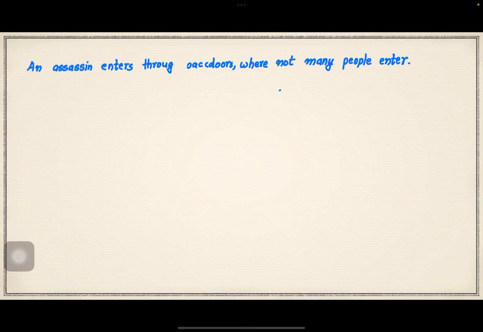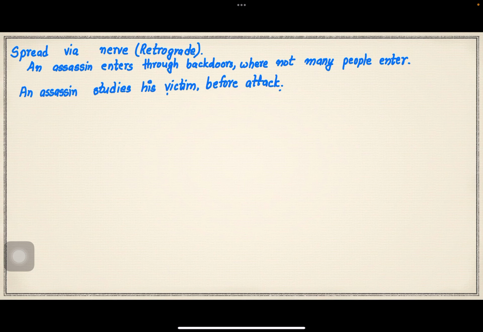Now next on, how do the assassins enter? Well, they enter through the back door, which means your back door is related to the fact that back is retro. So they transfer by retrograde transfer in the nerves. Now, what do they do after entering? Well, they just hide and study the subject. Why? Because an assassin never attacks without planning. How does this relate to herpes? Well, it relates to the fact that they undergo latent stage.